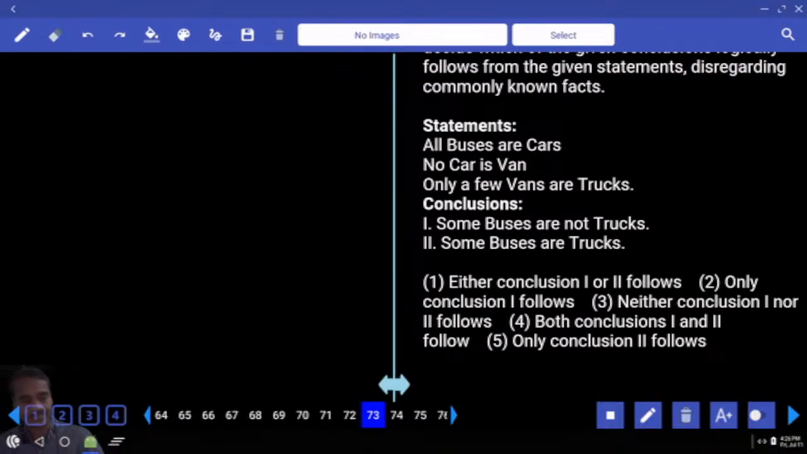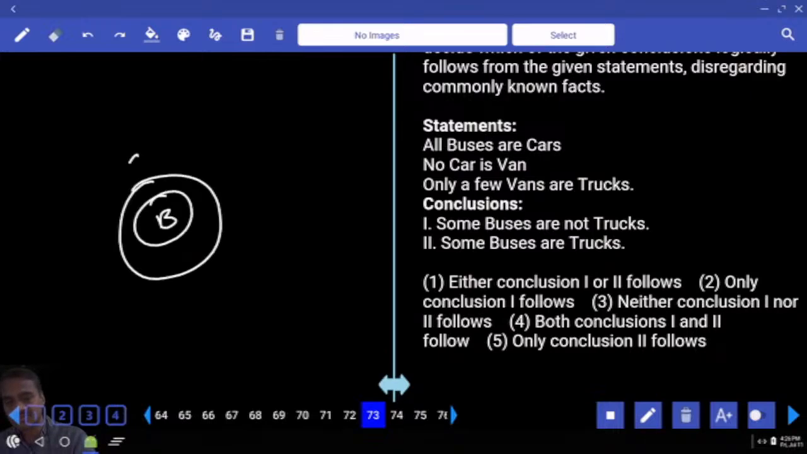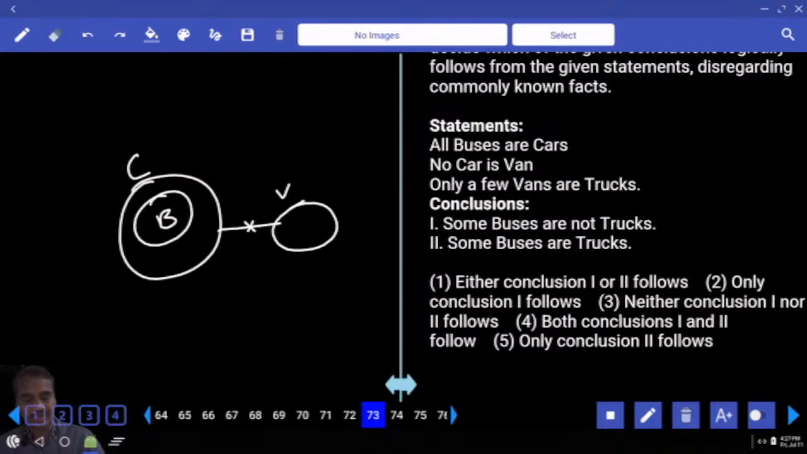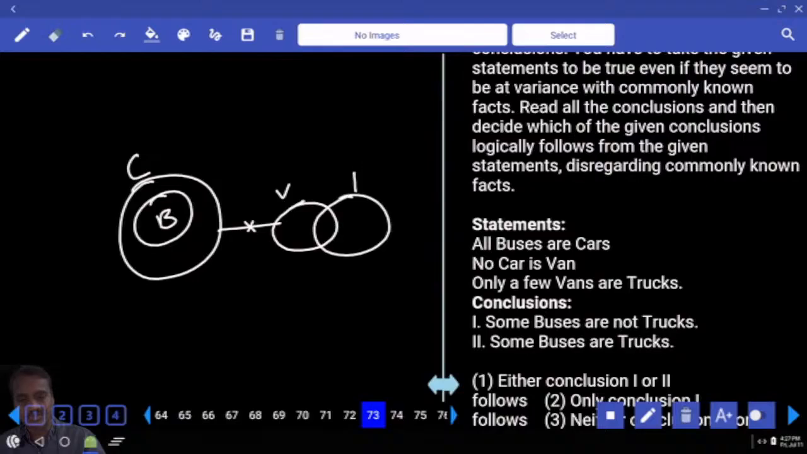And 73. Now in this all buses are cars. Now these are the buses that are cars. All buses are cars. No car is a van. No intersection between car and van. And only a few vans are trucks. Some of the vans are trucks but not all. This entire van cannot be part of truck.